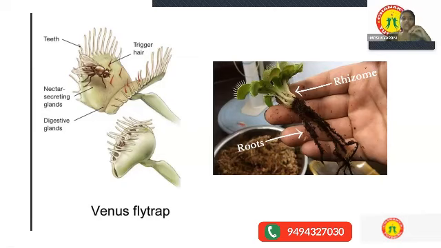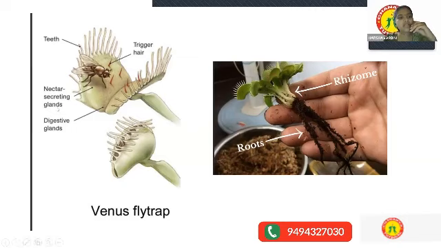Digestive enzymes digest the insects, crushing them and taking the nutrients directly from them. There is something called trigger hair and teeth. You can see the teeth over here. That is also called cilia. Those are hair-like structures, also called cilia or teeth.